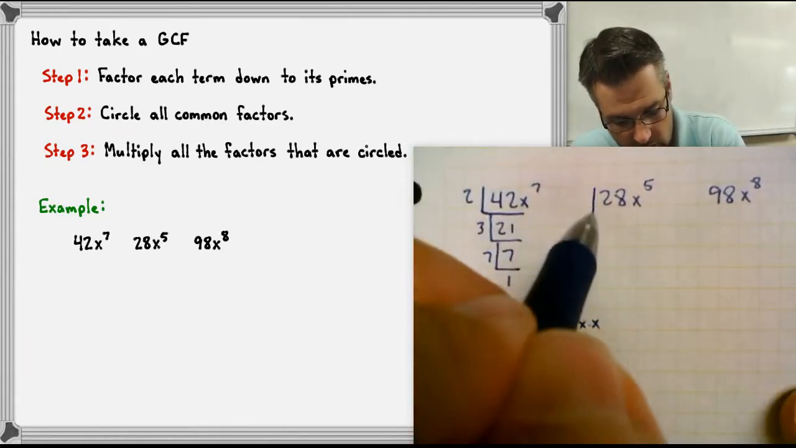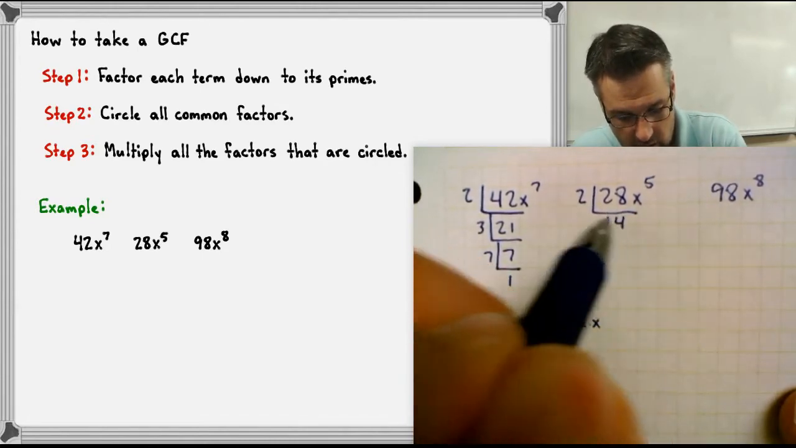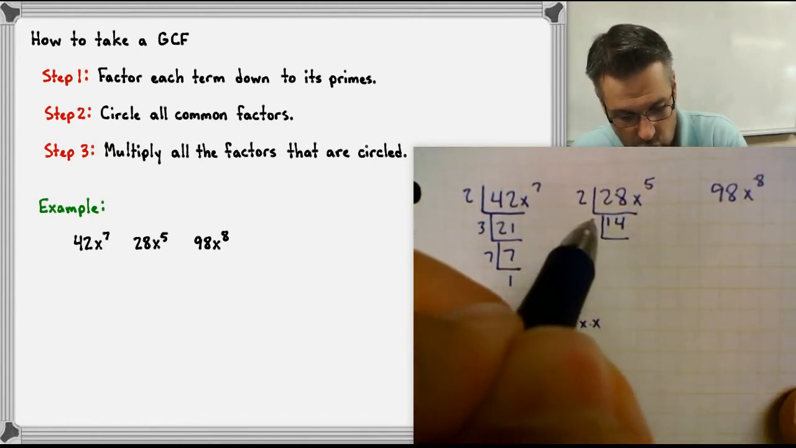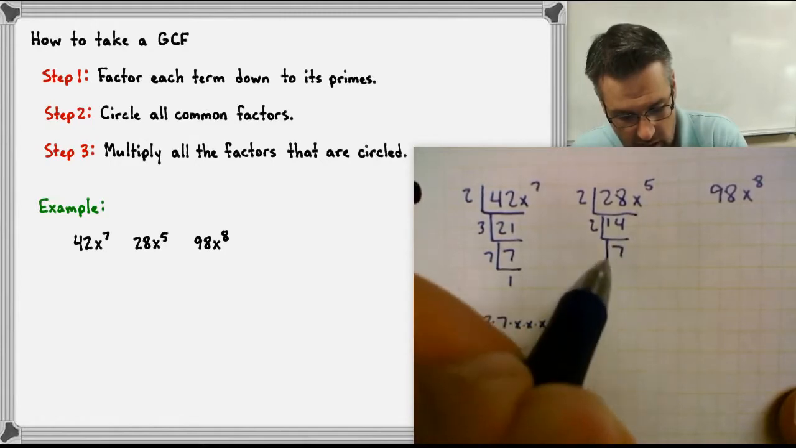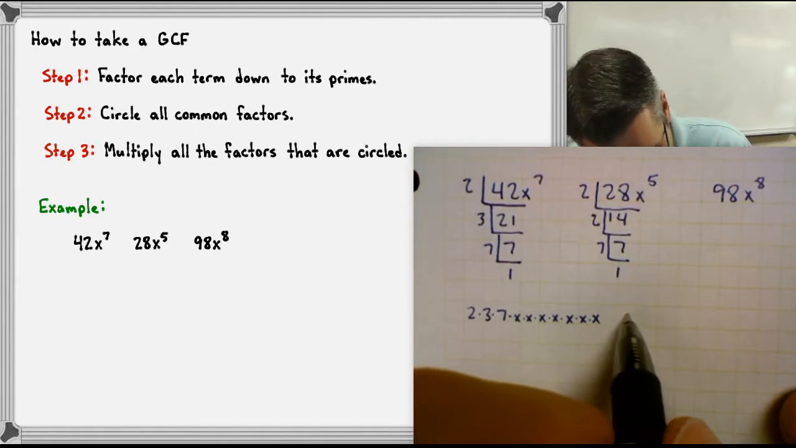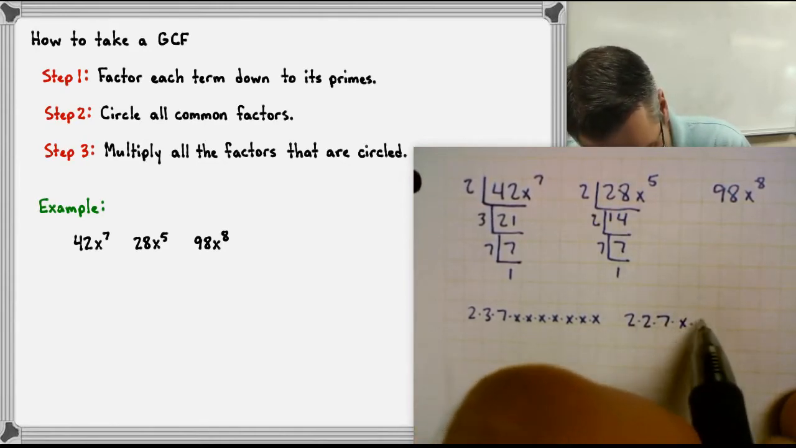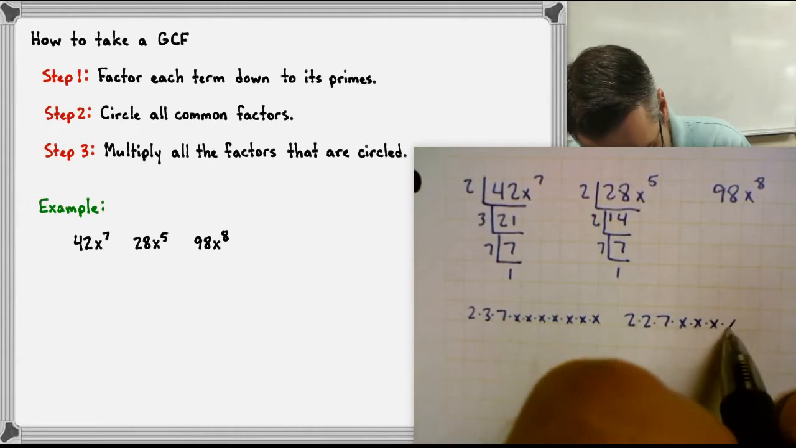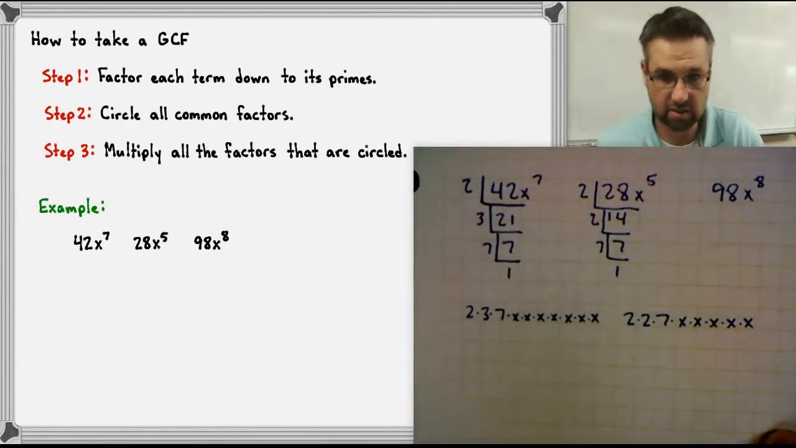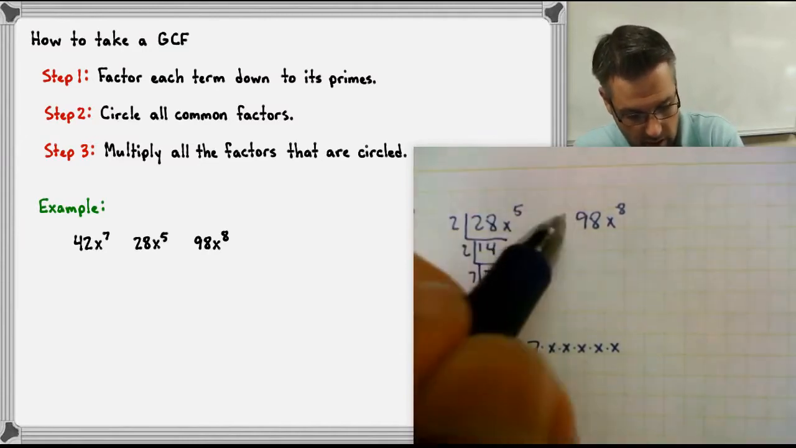Let's go ahead and do the second one here. 28, I can divide that by 2. I'm left with 14. I can divide that by 2 again. I'm left with 7. And I can divide that by 7, and I'm left with 1. So my prime factors there are 2, 2, 7, and 5 x's, okay? And then it looks like I'm gonna run out of some room here, but that's okay.